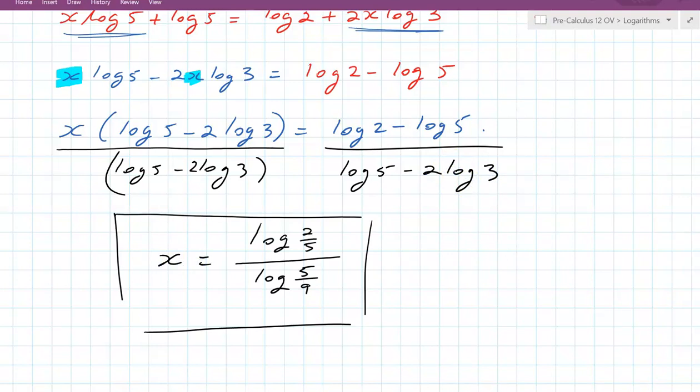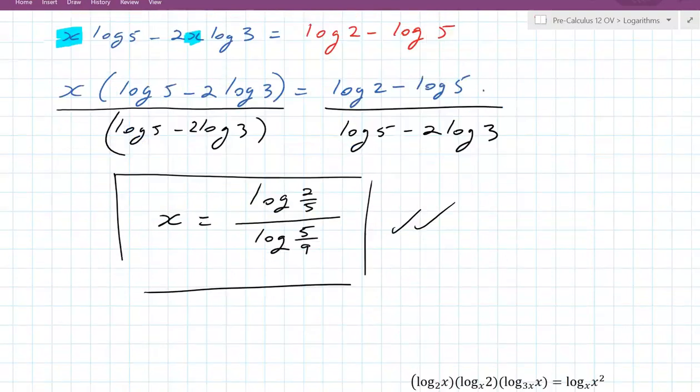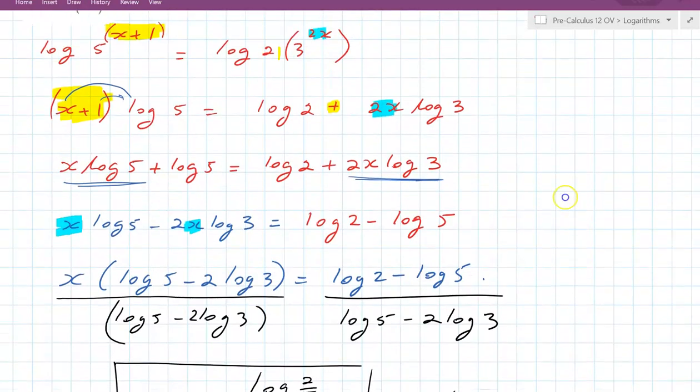And when you do the simplification, remember log of 2 minus log 5 is log of 2 divided by 5, and then log of 5 minus 2 log 3 is log of 5 divided by log of 3 squared, which is 9, and then you can use your calculator to come up with the final answer. And that is it.